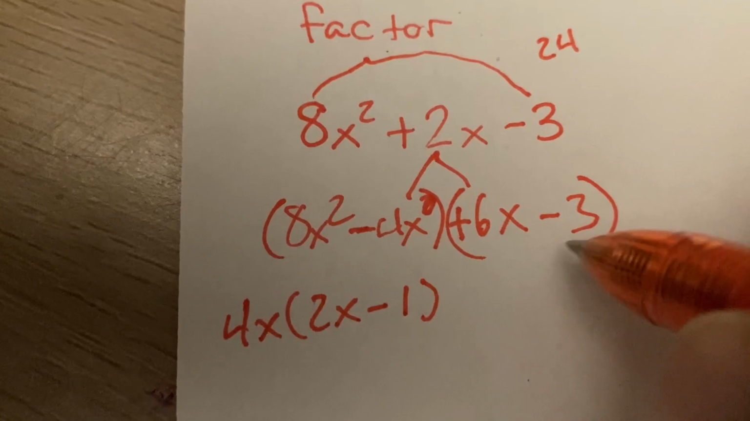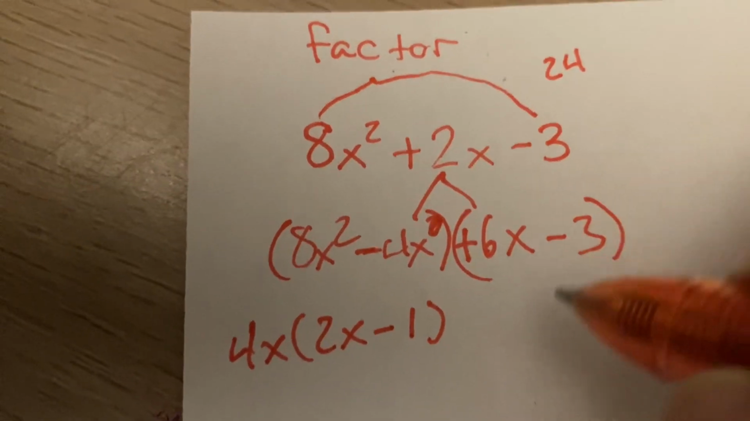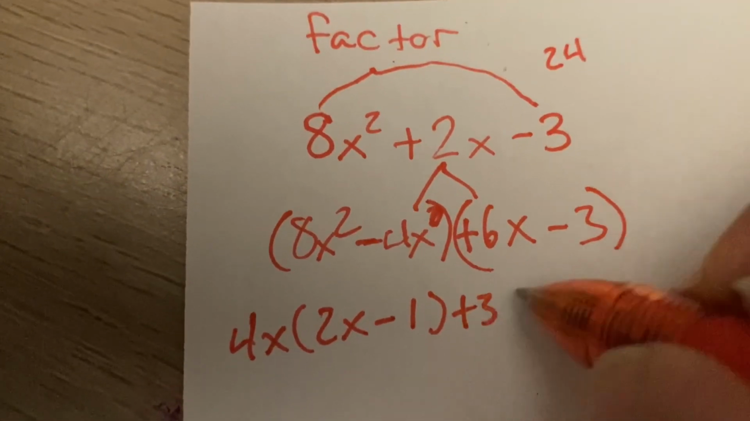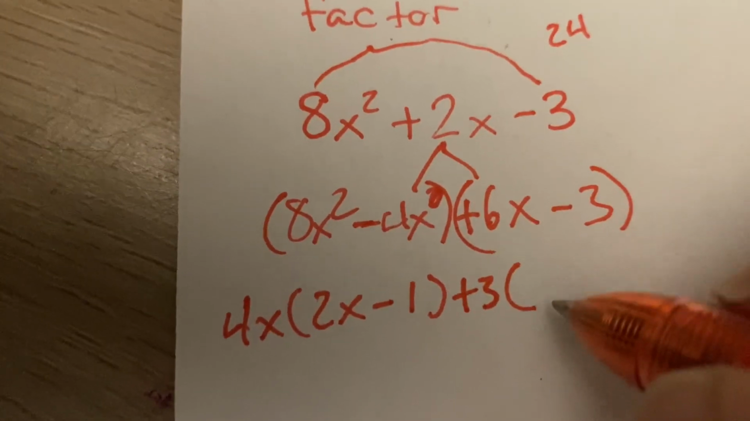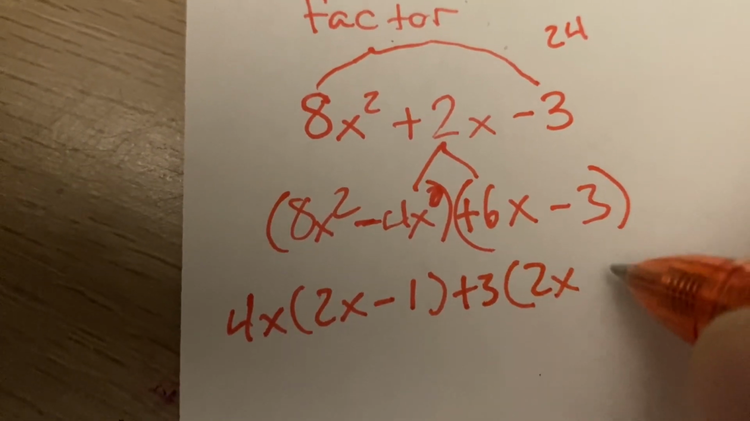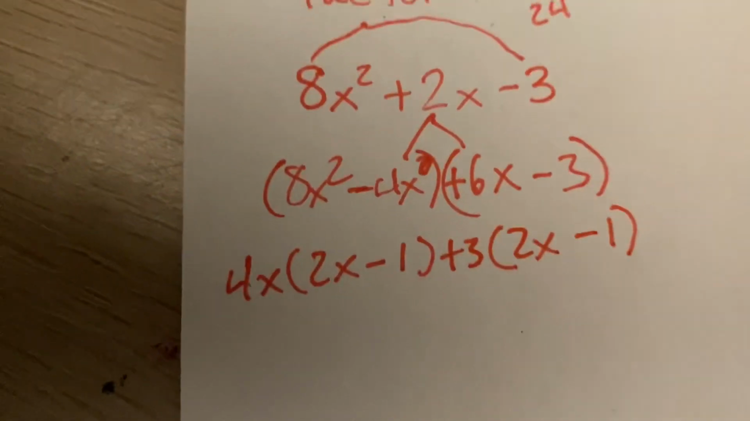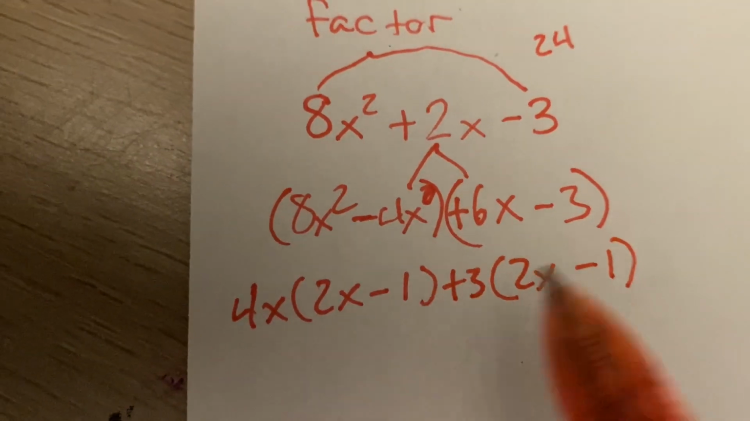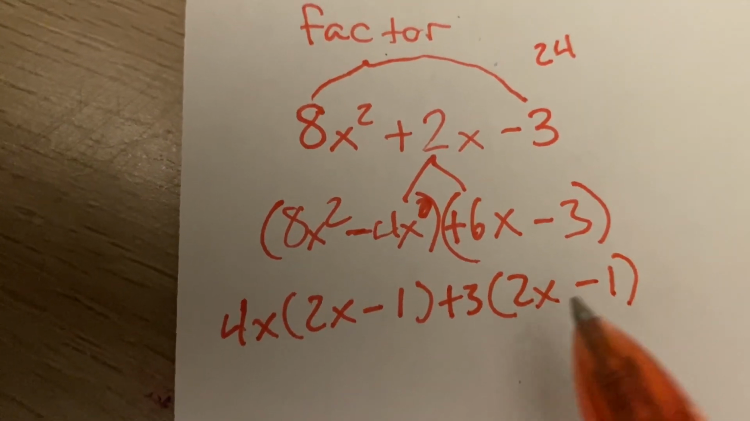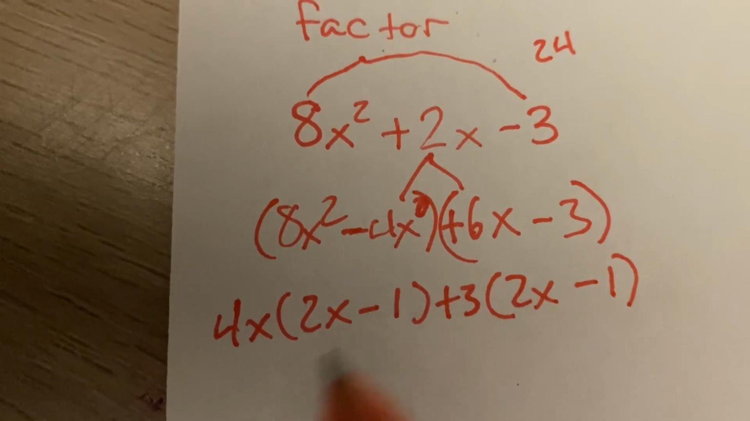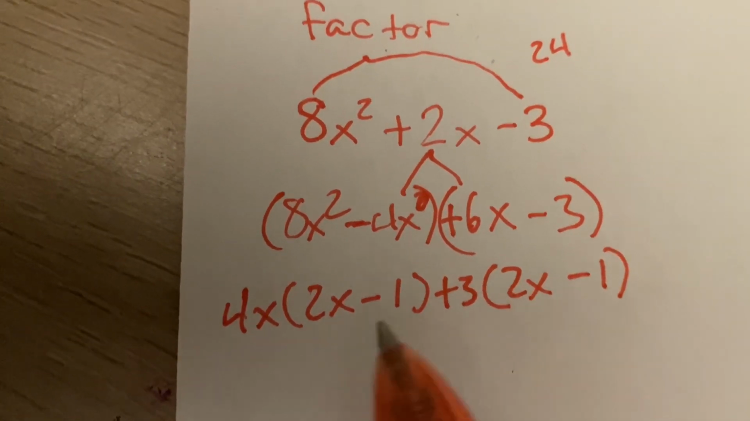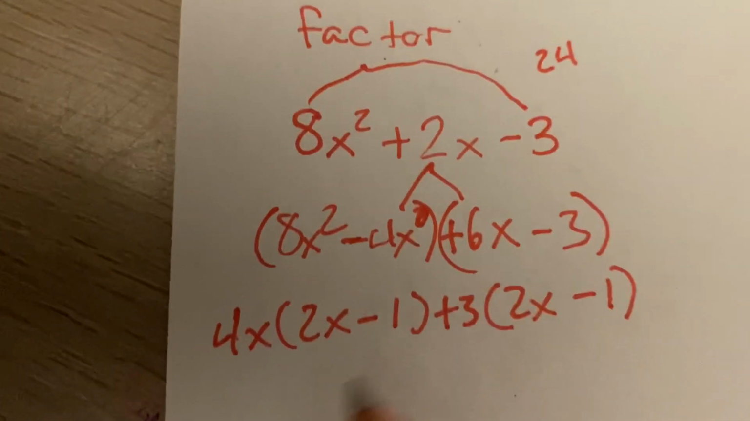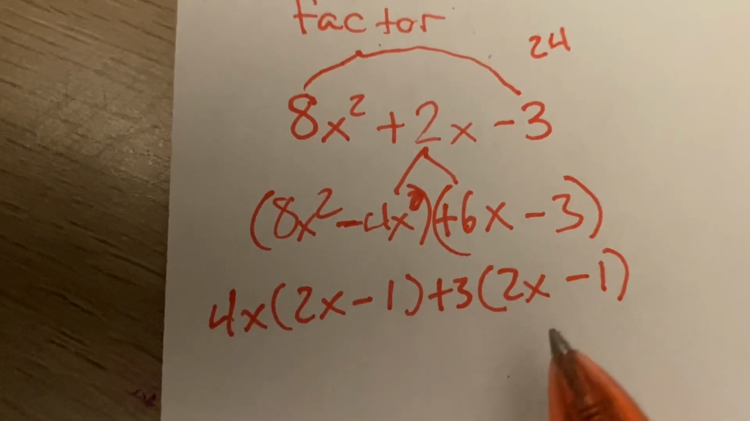What do these two have in common? They have a 3. That's it. So I'm going to take out a plus 3, leaving me with a 2x and a minus 1. Now, this and this are exactly the same, which means I've done a good job. This is correct. I haven't made any silly mistakes. These two are exactly the same.